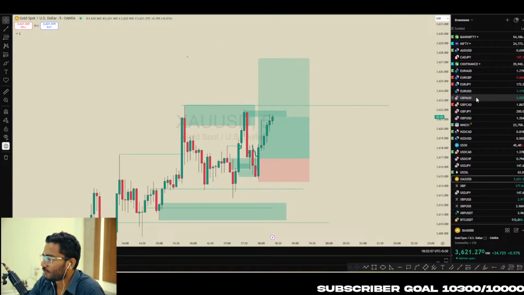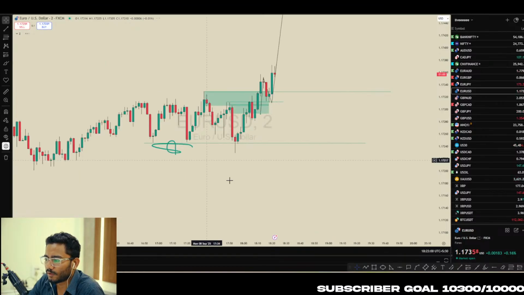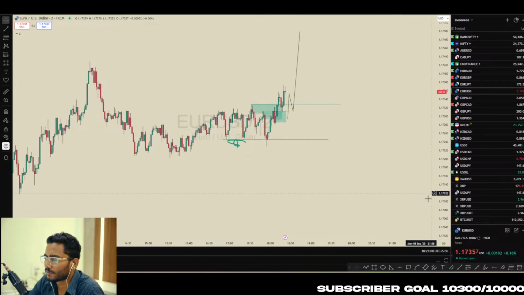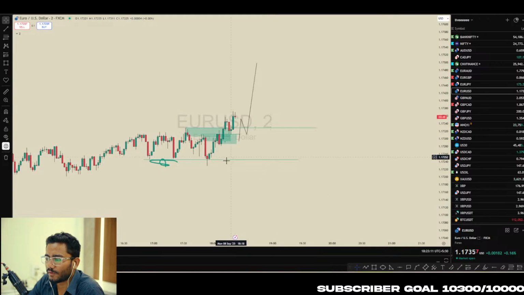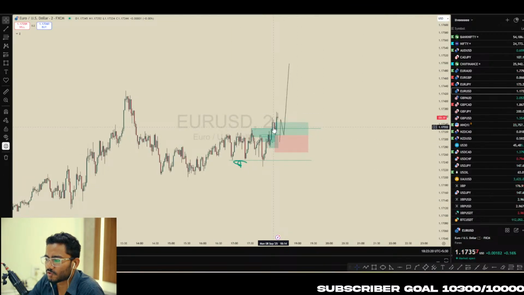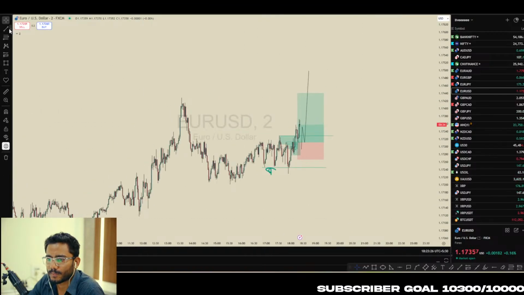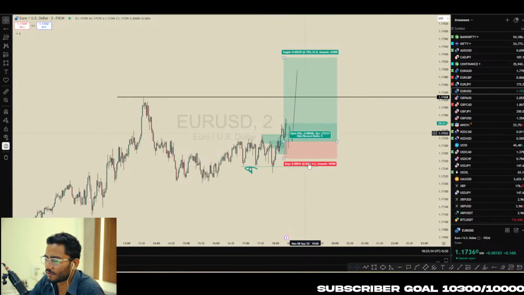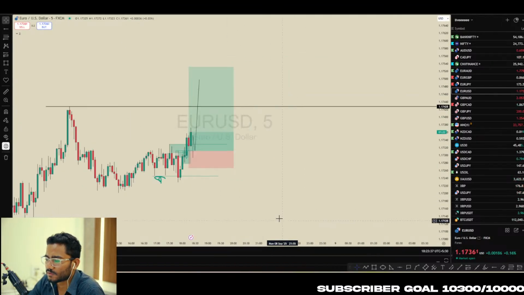So price has reacted from our Euro USD order block, breaker block, retested our area. It's continuing to the upside. If you have entered in this, put your stop loss below this low. Now this is a strong low, and then you can target the next high, which is this one. So you can look for 1 is to 5 very easily. Price has taken out this liquidity, it should continue to the upside only. This is around 1 is to 5.